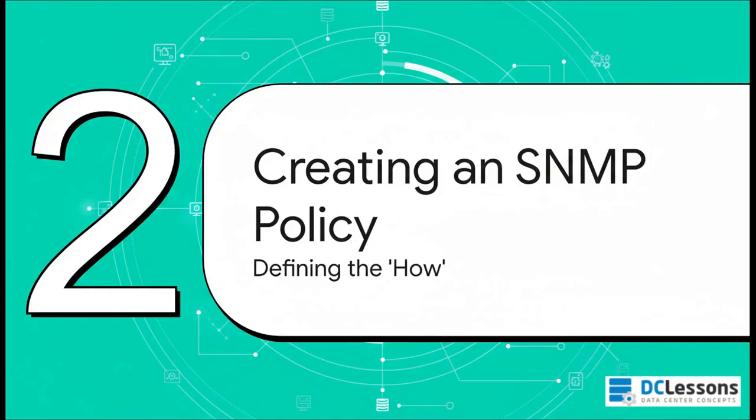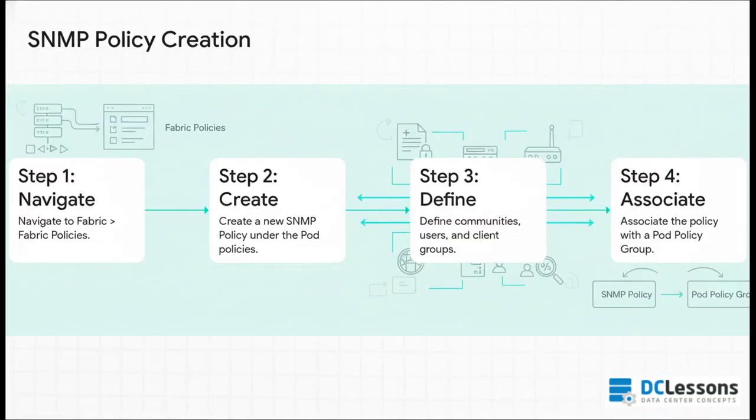Okay, let's get our hands dirty. First up is our first major task, creating that SNMP policy. This is really the foundation for everything else we're going to do. And don't worry, we're going to follow a super simple four-step process right inside the APIC GUI. We'll just navigate over to Fabric Policies, create the new SNMP policy object, and then, this is the important part, we define all the details, like our access credentials. And to finish it off, we'll associate that policy with a pod policy group to actually make it live.